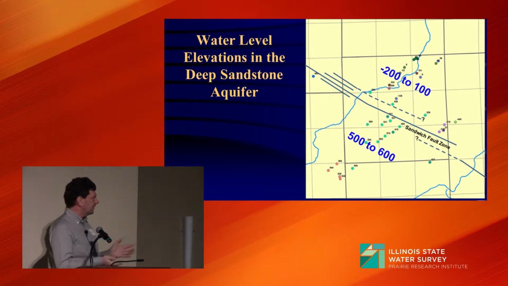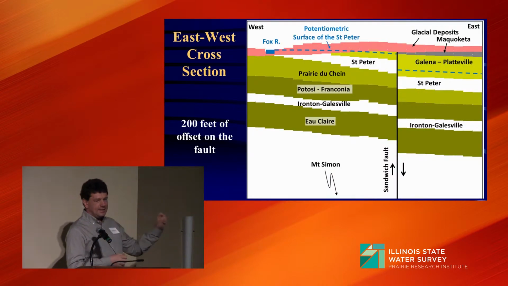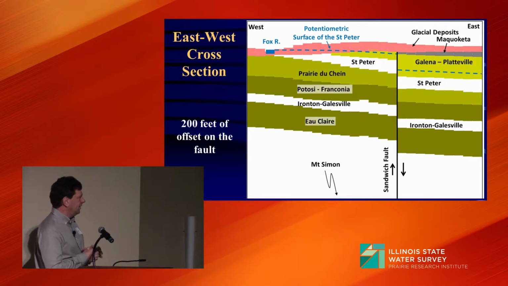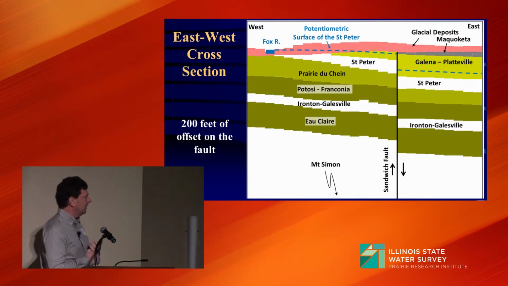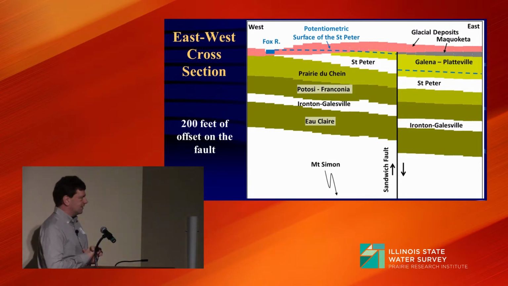So if you look at an east-west cross-section across the fault, we see that the St. Peter and the Ironton-Galesville there in white have been completely offset. The lower Mount Simon is not, but the St. Peter and Ironton-Galesville is what's used for water supply. And so water cannot flow from the southwest to the northeast across that fault. It forms a hydraulic barrier.